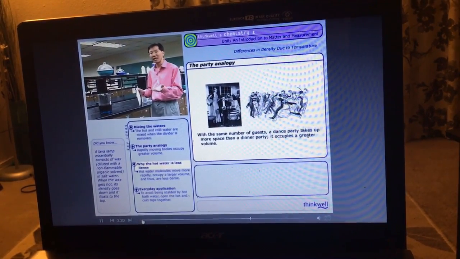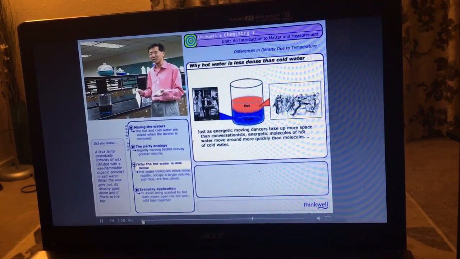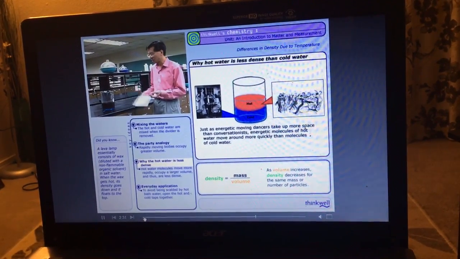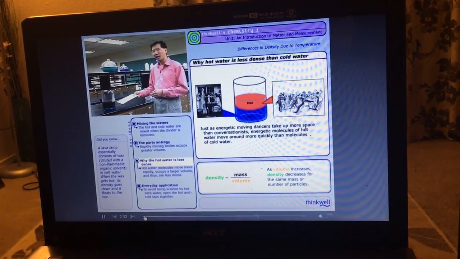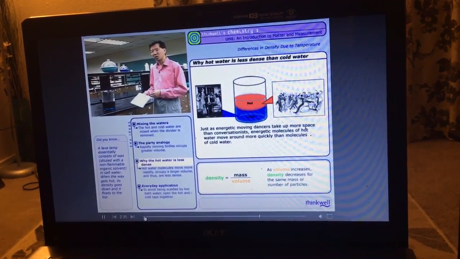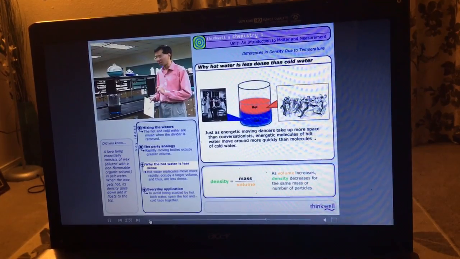We see this also in gases, that hot gases have a lower density than cold gases. Well, in this case, what we're observing is that hot water has a lower density than cold water, and so this is why hot water floats on cold water.